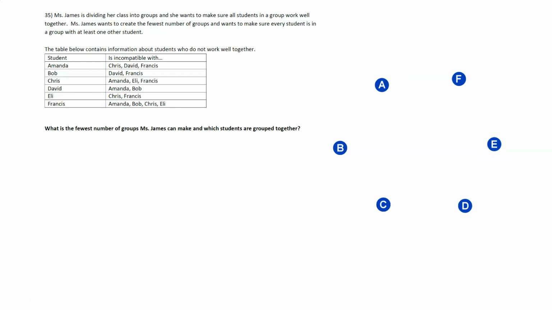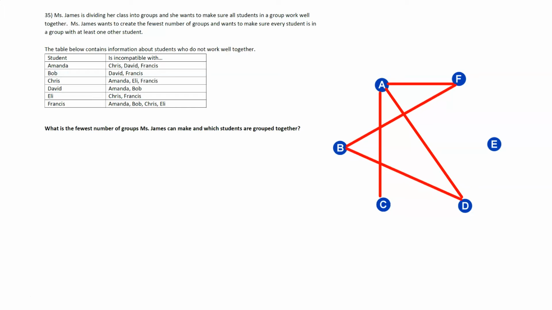We're told that Amanda can't work with Chris or David or Francis. Bob can't work with David or Francis. Chris can't work with Amanda, Eli, or Francis. David can't work with Amanda or Bob, and those connections are already on the graph. Eli can't work with Chris or Francis. And Francis can't work with Amanda, Bob, Chris, or Eli, and all of those connections are already on the graph.